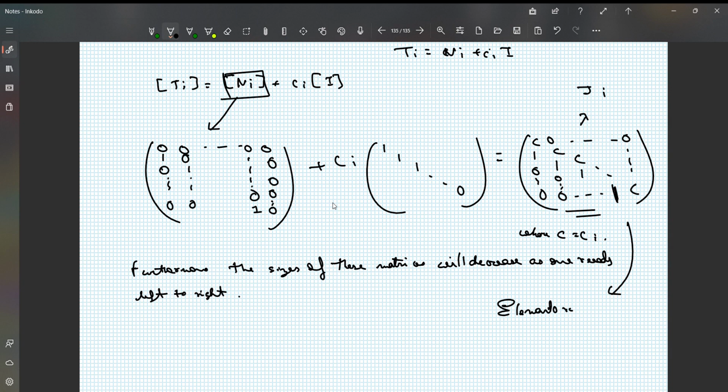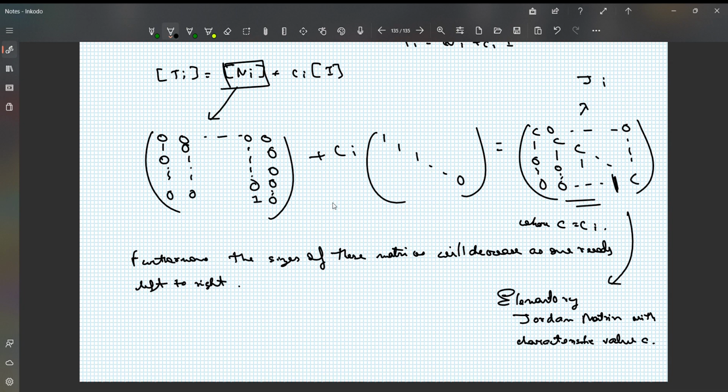Okay. A matrix of this form is called a Jordan canonical form, an elementary Jordan matrix with characteristic value C.